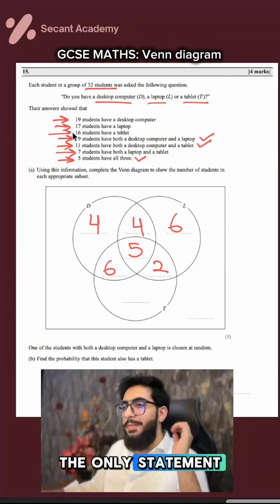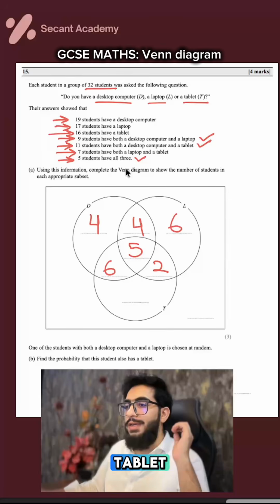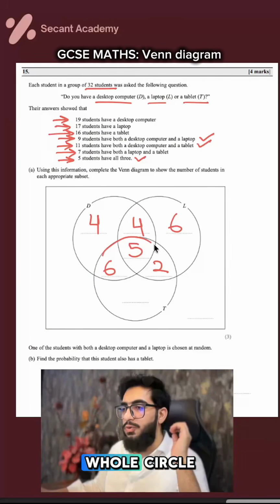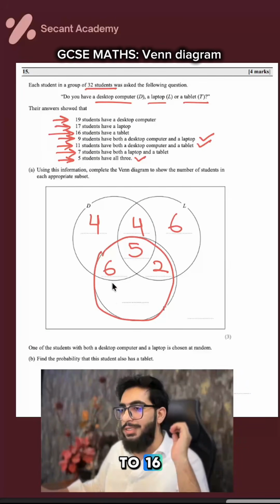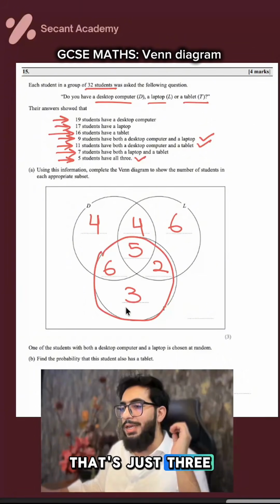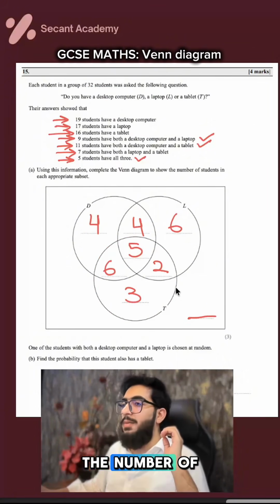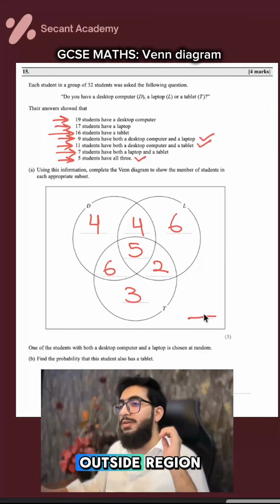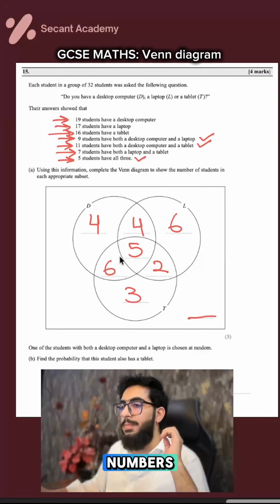Finally, the only statement that's left says 16 students have a tablet. So we just need to make sure that this whole circle should be adding up to 16. So if we do 16, take away 6, take away 5, take away 2, that's just 3. So the outside region represents the number of people that didn't have any of these. So in order to work out the value of the outside region, we'll just add these individual numbers. And if we add 4, add 6, add 5, and all of these numbers, they add up to 30. And the total number of people was 32. So if 30 people are covered inside this, that means only 2 people will be left outside that didn't have any of these.